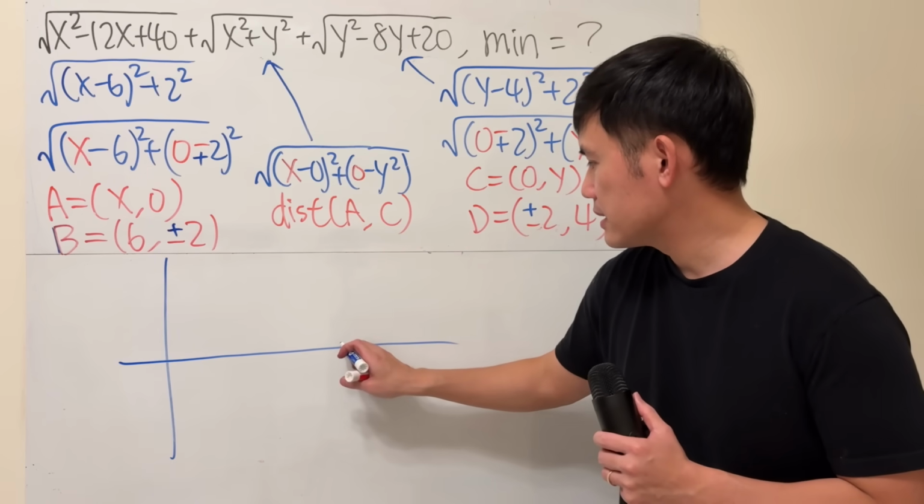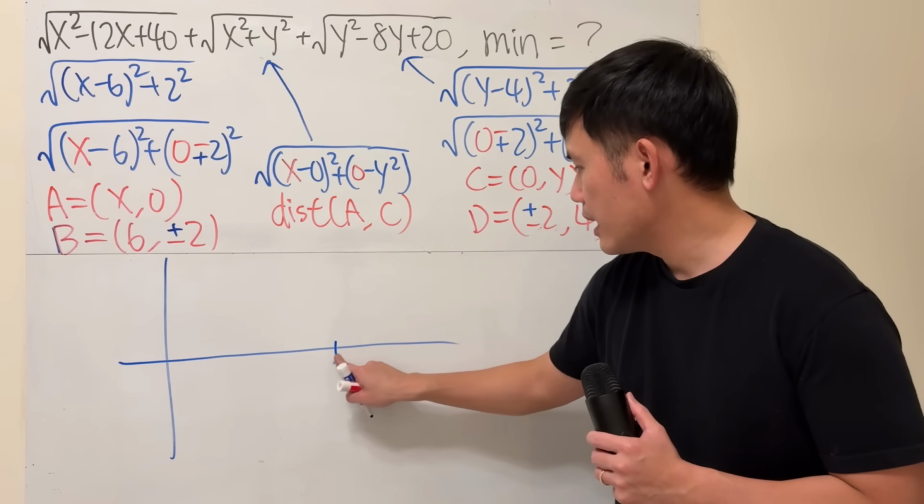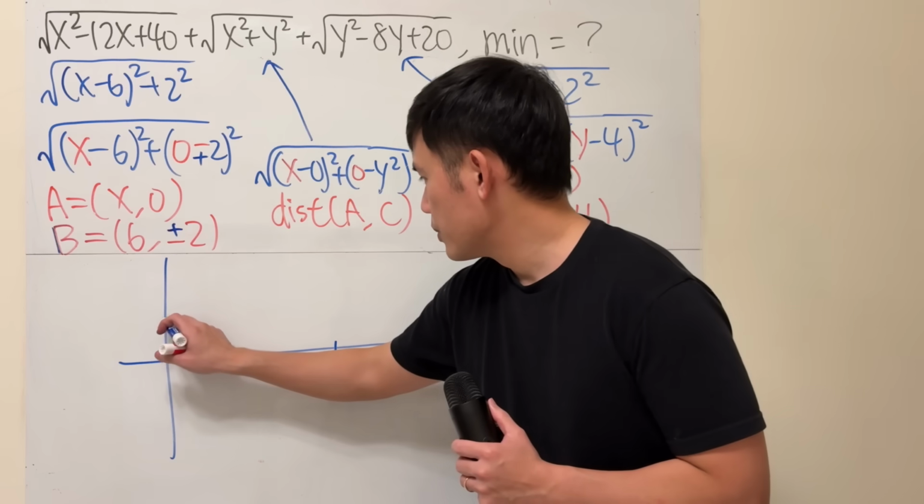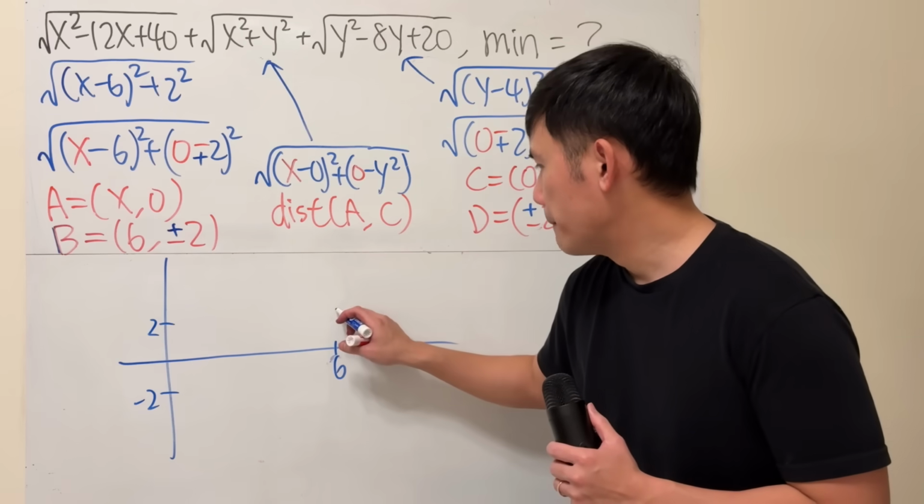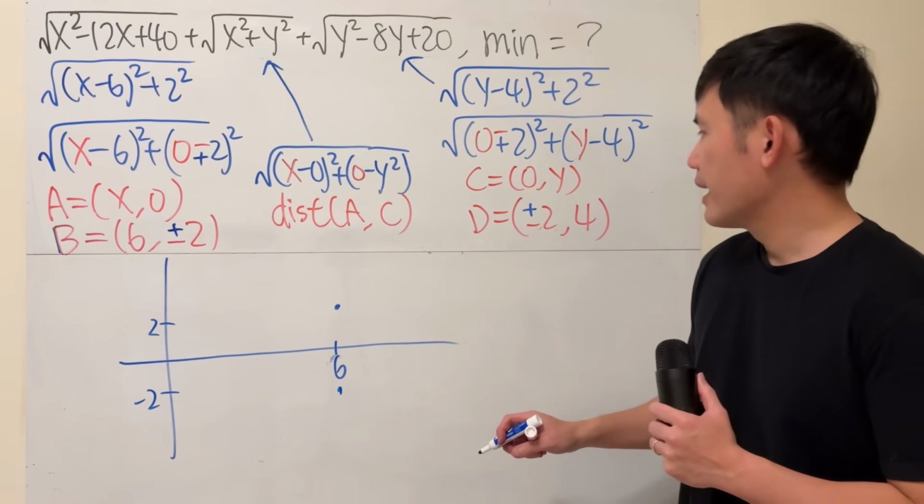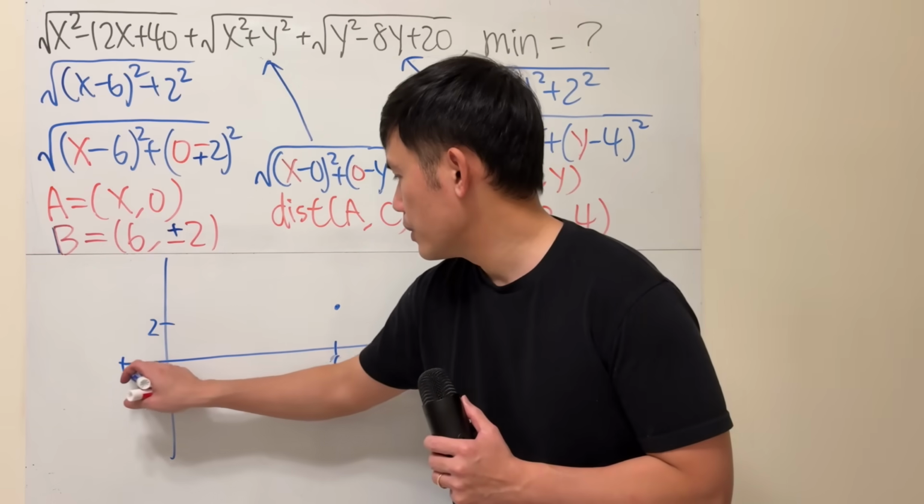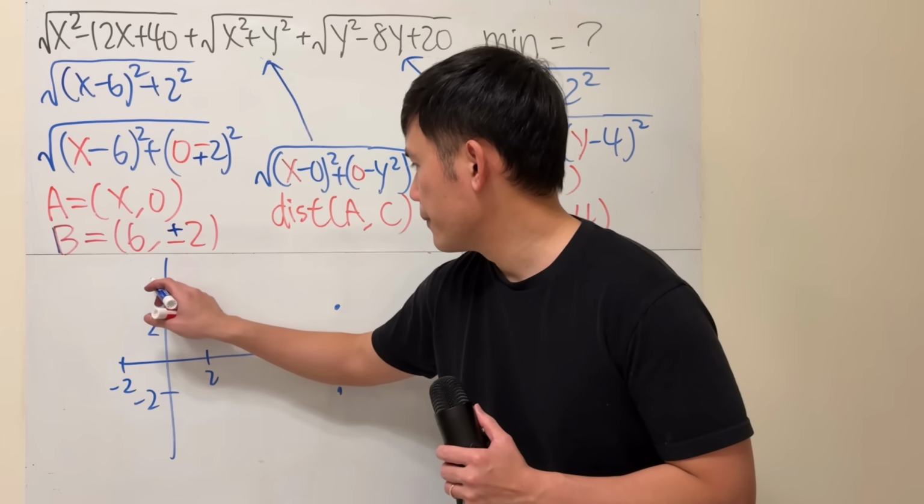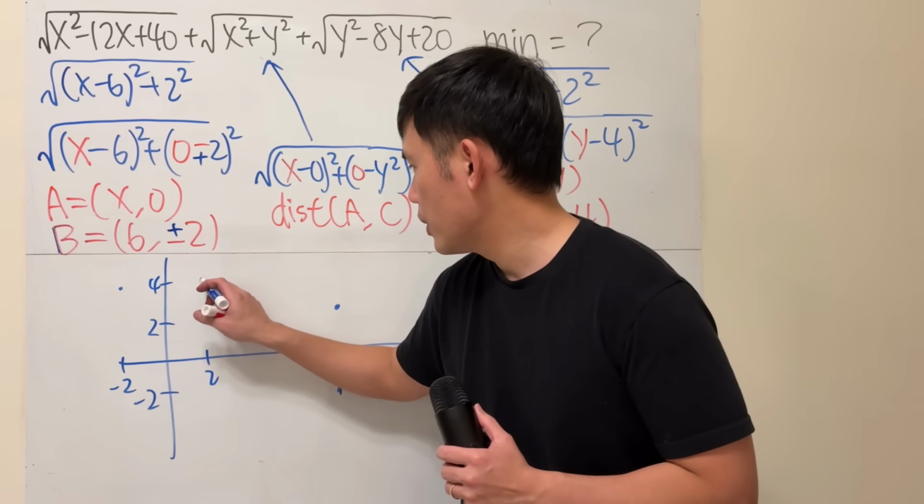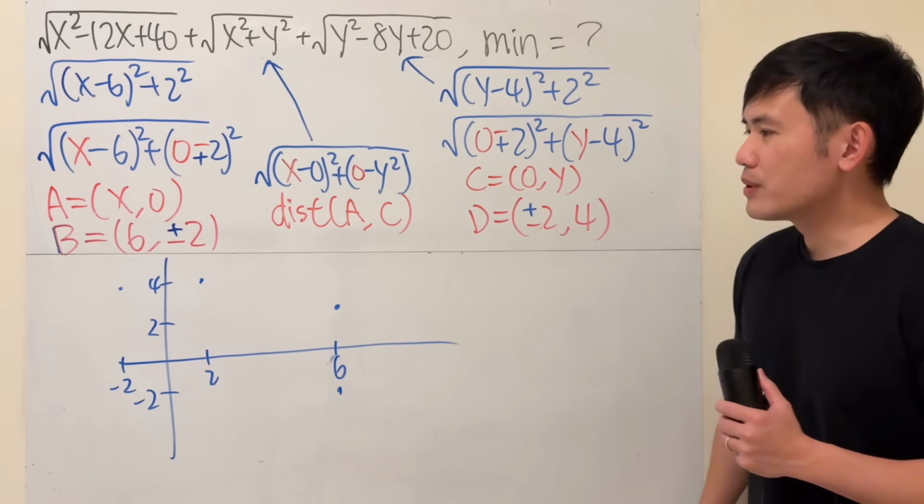So we have 6, let's say it's right here. And 2, negative 2. So B can be right here or right here. And then D, negative 2 or 2, and then up 4 right here. So D can be either here or here. Okay, so far so good.